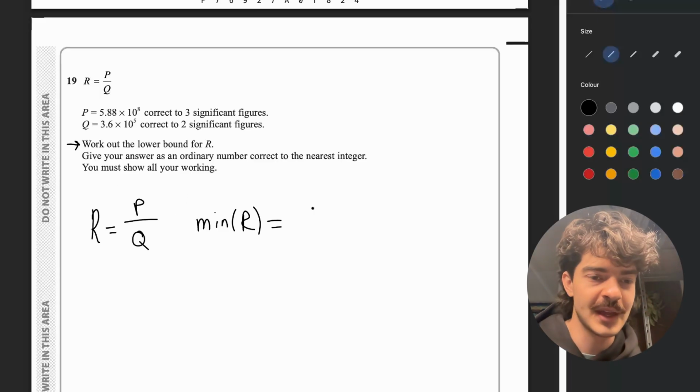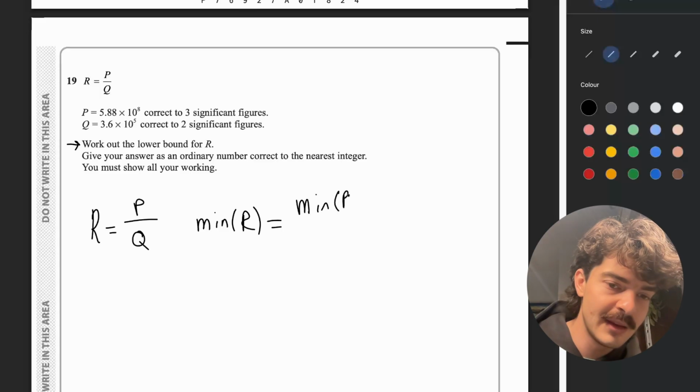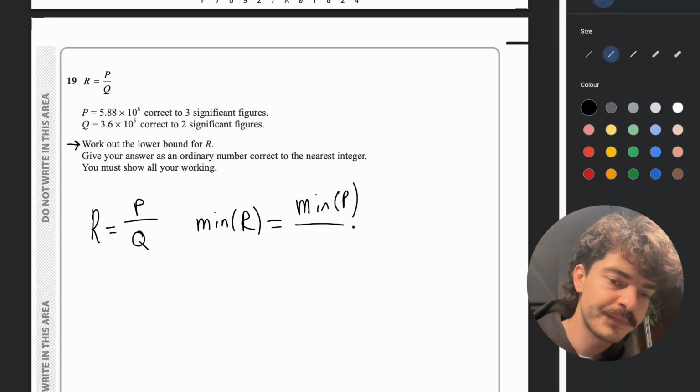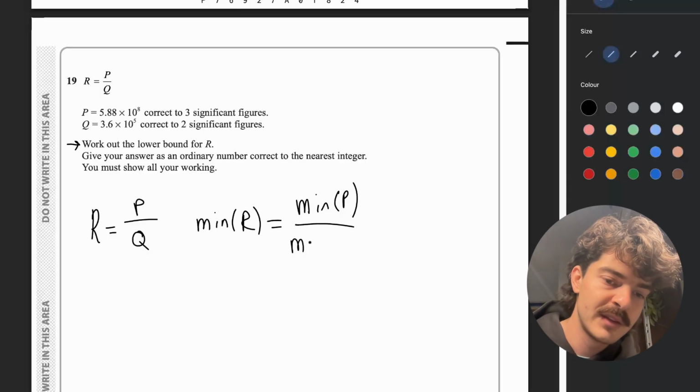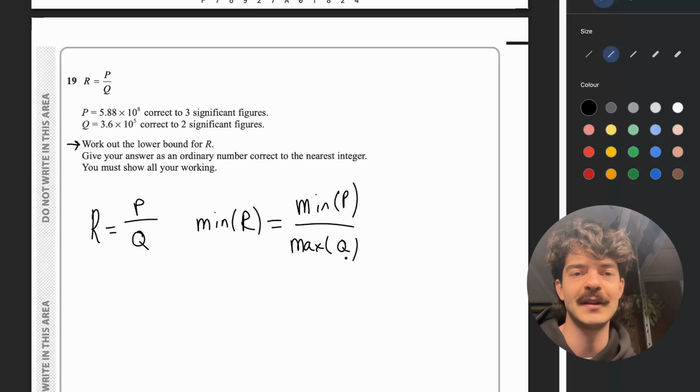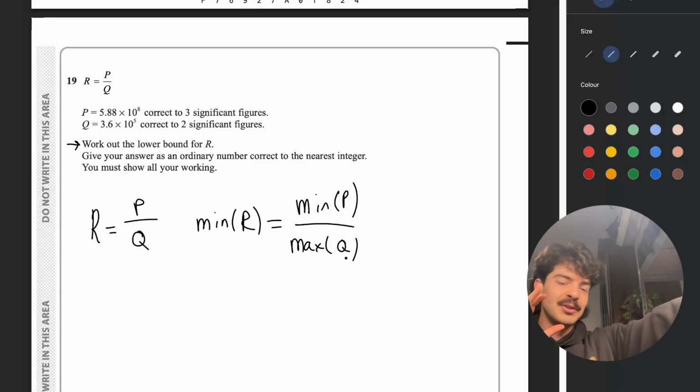Now, be careful with how you do this. We want the min of P, the smallest numerator, over the maximum of Q. We want the biggest value of that denominator. That's going to make the distance between the two values as big as possible.